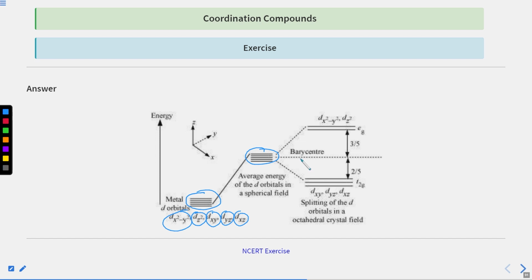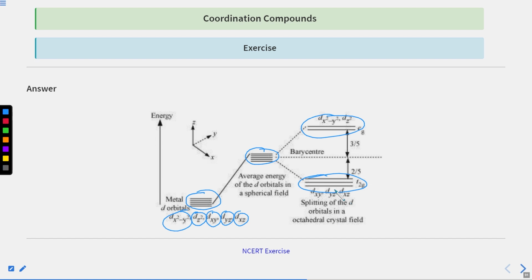Now further, as the ligand approaches closer and closer, there is a splitting of these orbitals. The splitting is such that if you sum the energy of these 2 and sum the energy of these 3, this will equal the initial energy. So this is the kind of splitting that the orbitals undergo. You can see that it is being raised by 3/5 part on the upside and 2/5 parts on the downside. Got it? Now, if you add this 3/5 and 2/5, you will get 1.